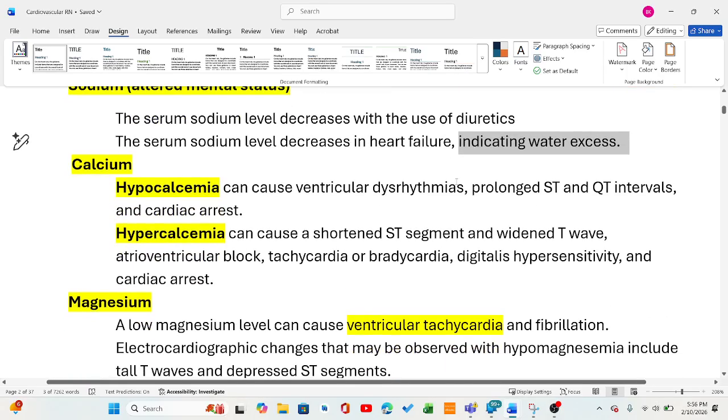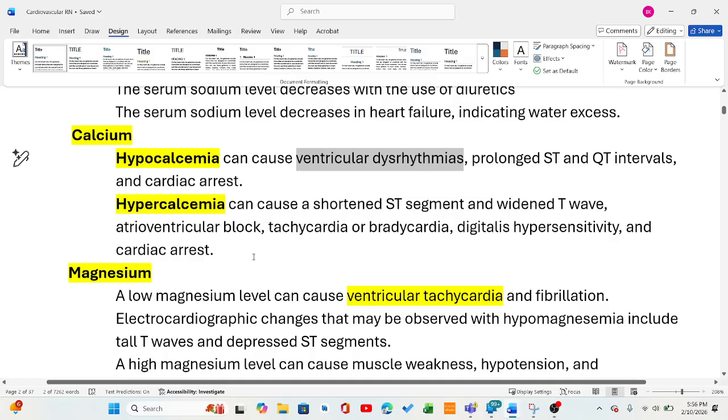Next, another electrolyte that can cause ventricular dysrhythmias is calcium. When calcium levels are low, it is called hypocalcemia. When calcium levels are high, it is called hypercalcemia. Now, with either of these, they can cause the same cardiac dysrhythmias. So major complication, cardiac dysrhythmias.